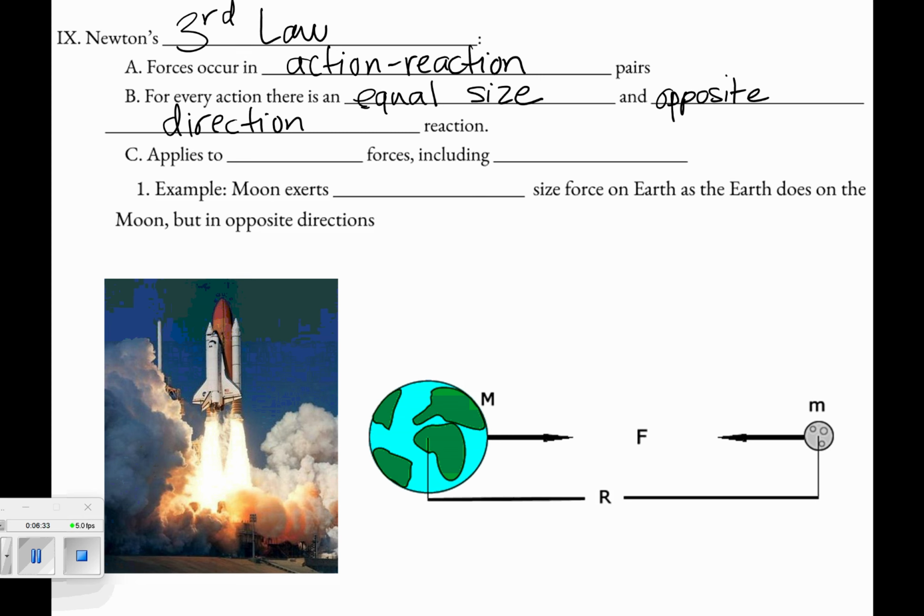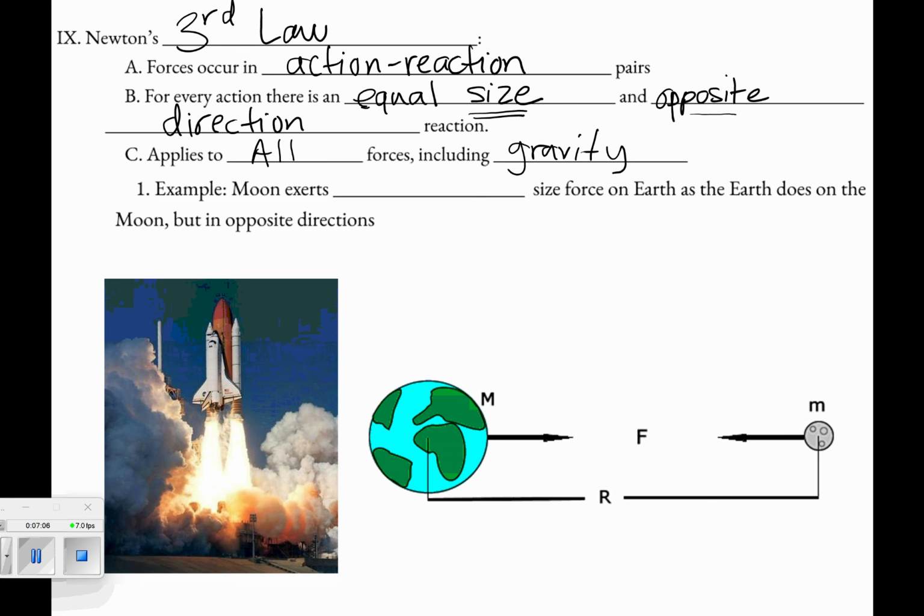What does that mean? Okay, that means that there's the same amount of force, so equal size, same amount, but it's opposite direction. It goes in the other way. This applies to all forces. We don't think about some forces, especially gravity, this way, but it's true. All forces have a pair, including gravity.